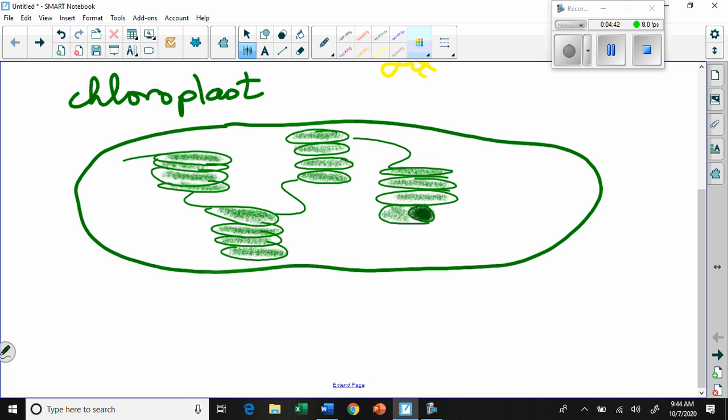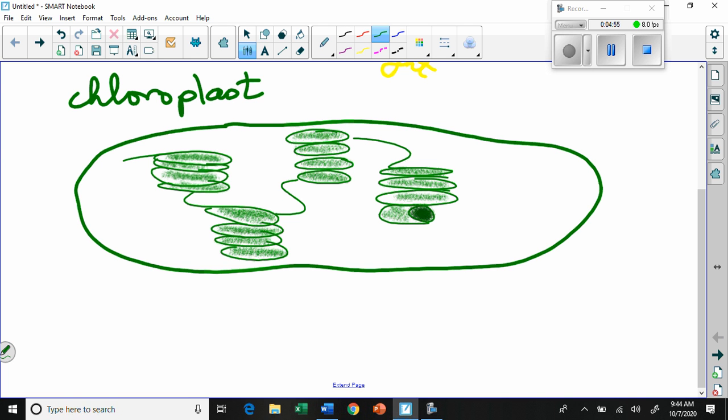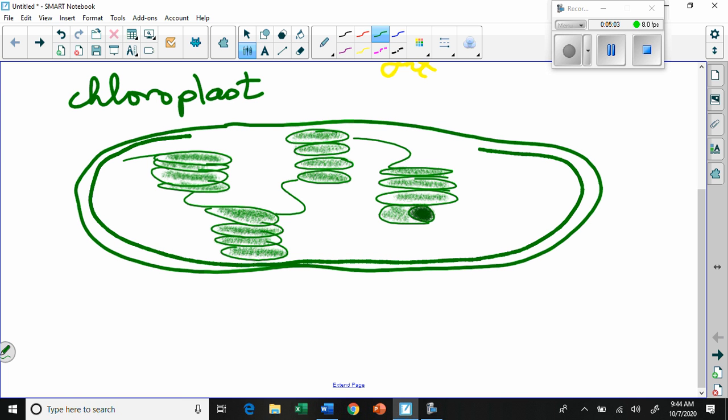There is a double membrane on this as well. There's an outer and an inner membrane. So maybe we should add another membrane here around the outside, or maybe around the inside. It doesn't show this in pictures, but the inner membrane, I think, is sort of contiguous with these stacks. Not the stroma, the thylakoids, the stacks.